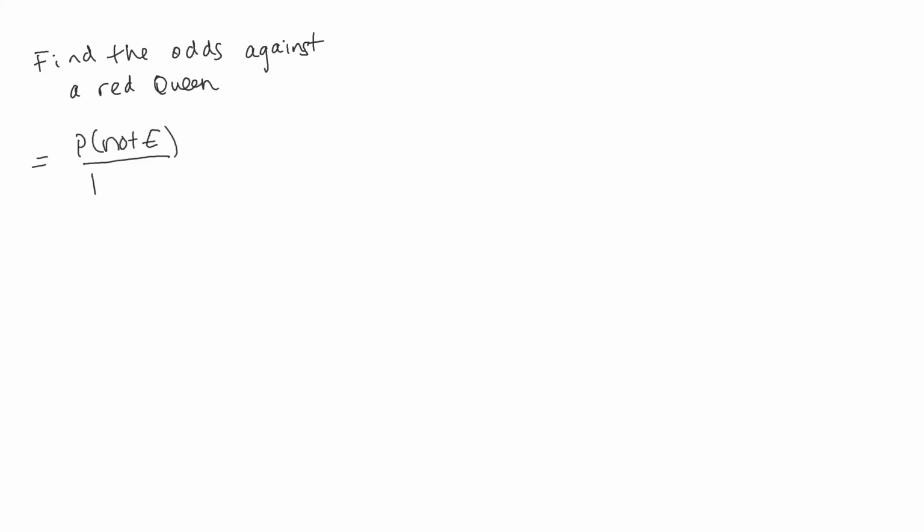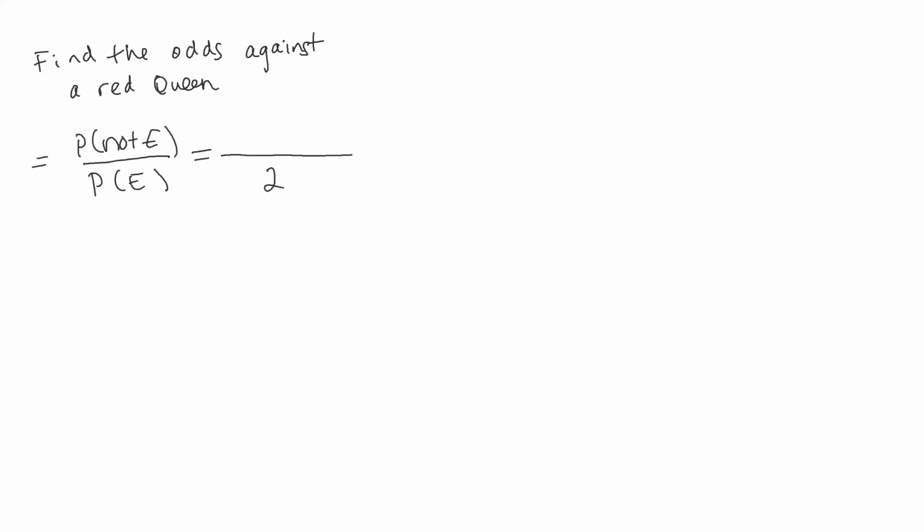So let's find the odds against a red queen. I'm going to go back to the black ink. Now remember, this is going to be the probability that the event does not occur divided by the probability that it does. So we want the ways that you could get a red queen versus the ways you don't get a red queen. Okay, so how many ways could you get a red queen?